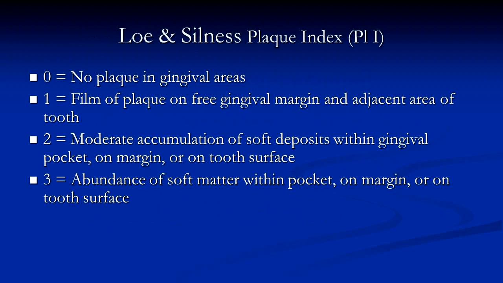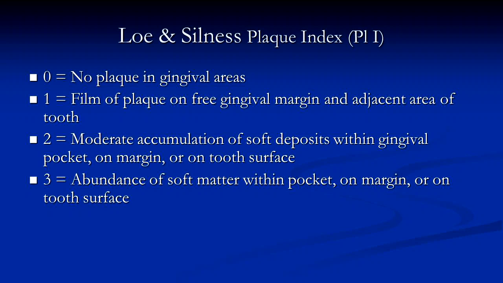So this is the score. Again, 0 to 3. You can see 0 is complete health, no plaque. 3 is that you just basically have plaque everywhere. You have plaque and soft matter in the pocket, on the margin, all over the tooth, just icky, icky teeth. 2 is a moderate accumulation of soft deposits within the gingival pocket, on the margin or the tooth surface, basically visible to the naked eye. It's not covering the entire tooth, but it's visible to the naked eye.